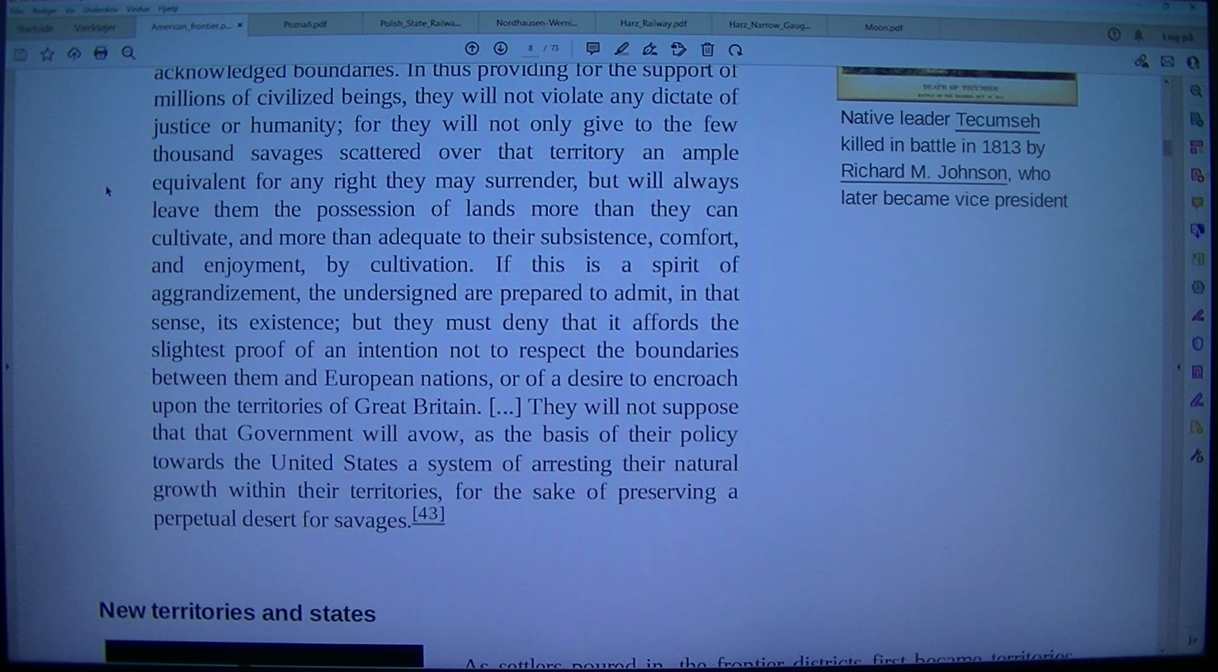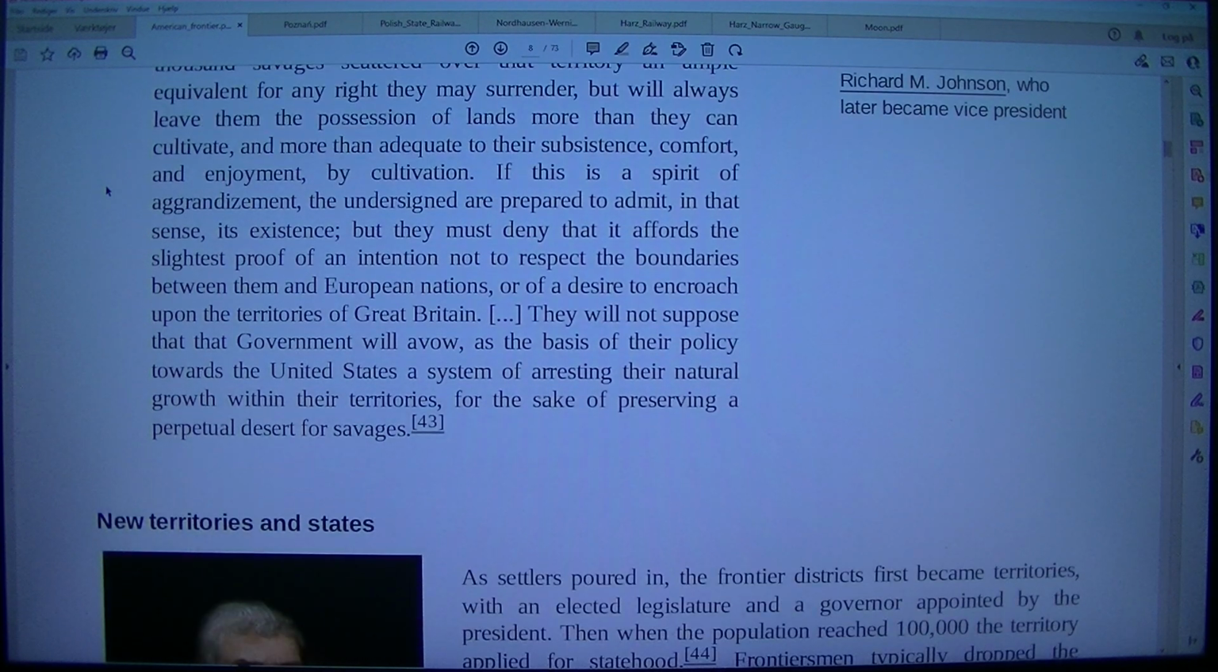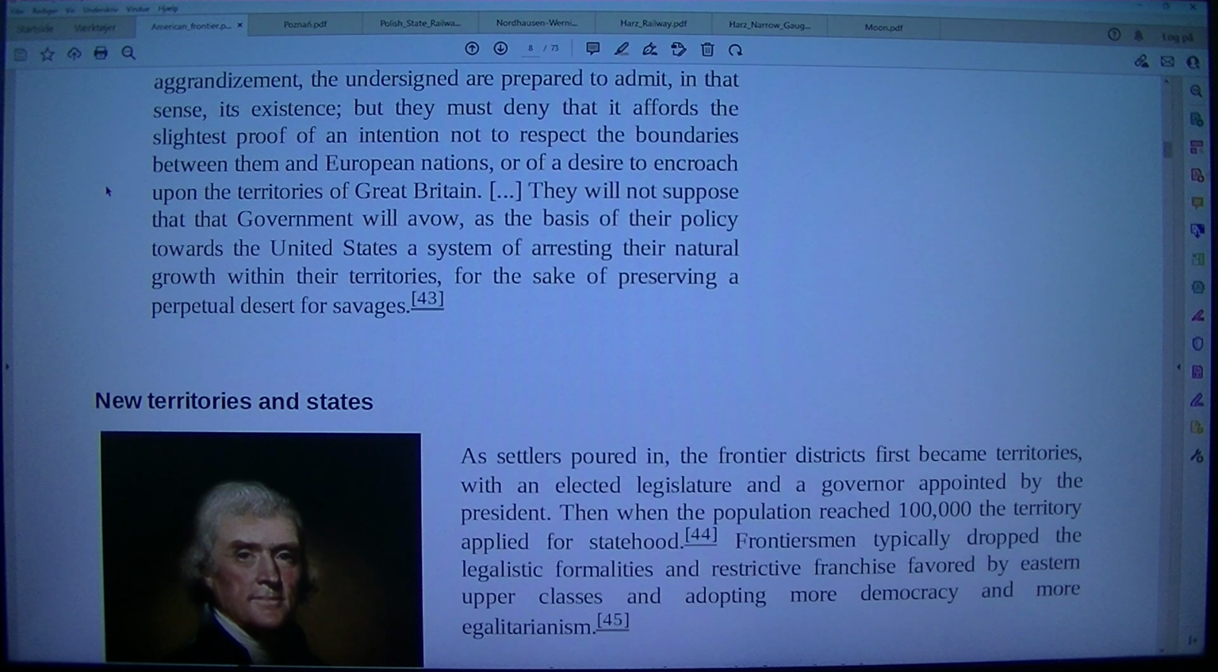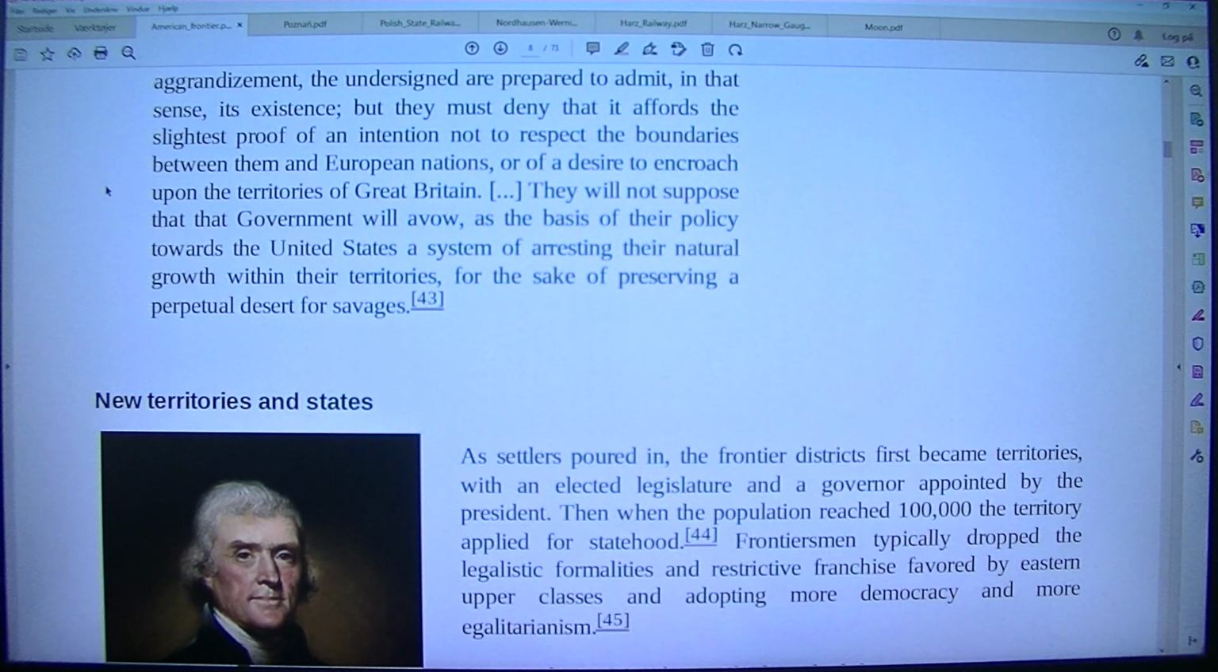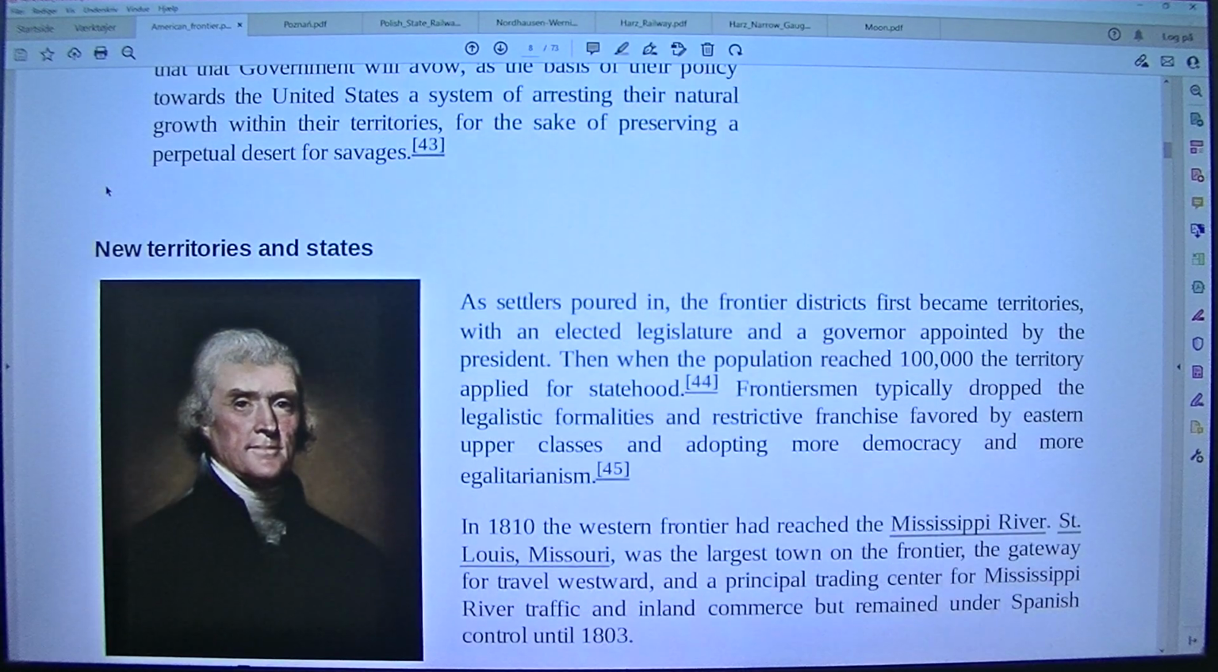If this is a spirit of aggrandizement, the undersigned are prepared to admit, in that sense, its existence, but they must deny that it affords the slightest proof of an intention not to respect the boundary as between them and European nations, or of a desire to encroach upon the territories of Great Britain. They will not suppose that government will avow, as the basis of their policy towards the United States, a system of arresting their natural growth within their territories, for the sake of preserving a perpetual desert for savages."